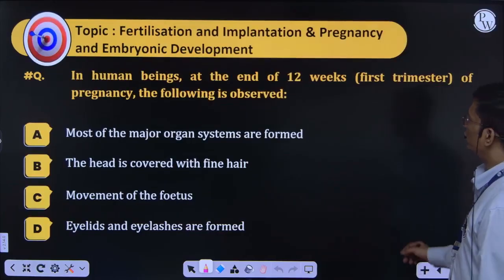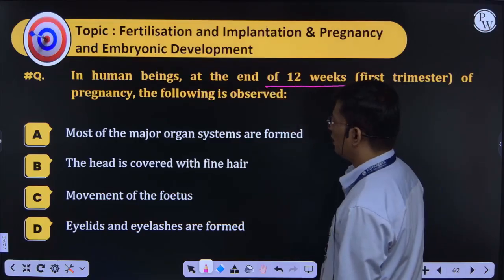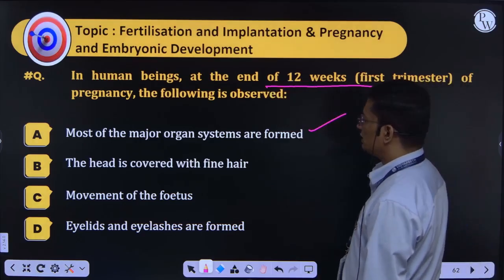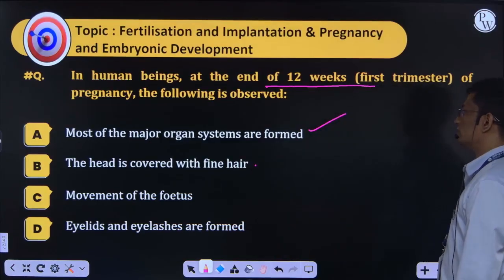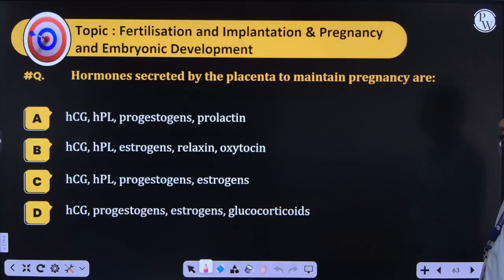Human beings at the end of 12 weeks, the first trimester, if completed, what will happen? Most of the major organs will be formed. The head hair forms in the 5th month, and movement takes place in the 5th month. So most of the organs will be formed in the first trimester, that's the 12 weeks.